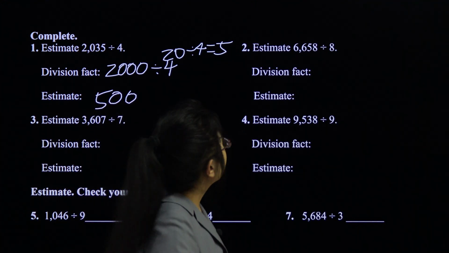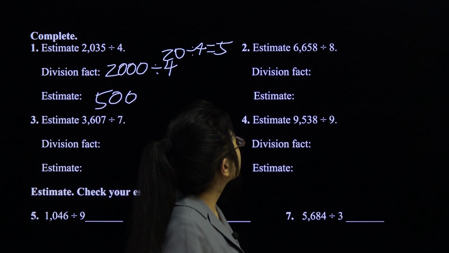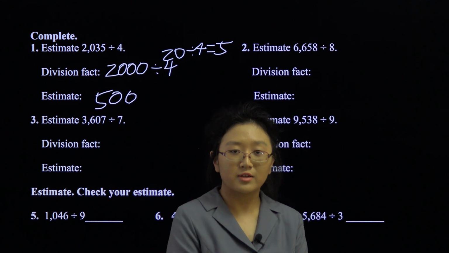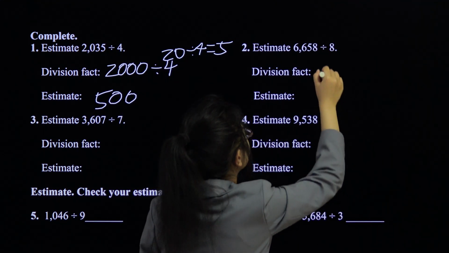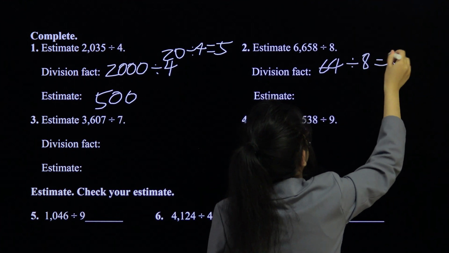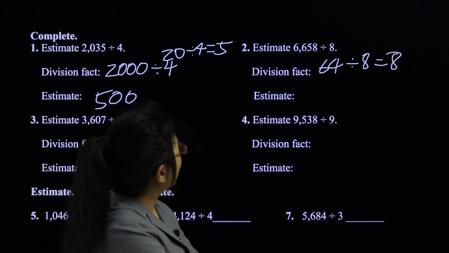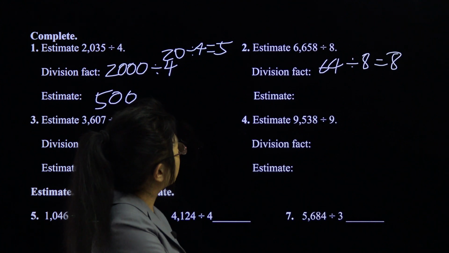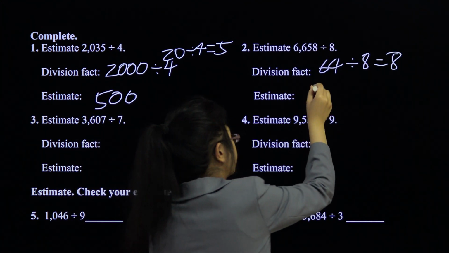Now what about 6,658 divided by 8? Well, 8 times 8 is equal to 64. So that would round to, well, I mean not round, estimate to 800.